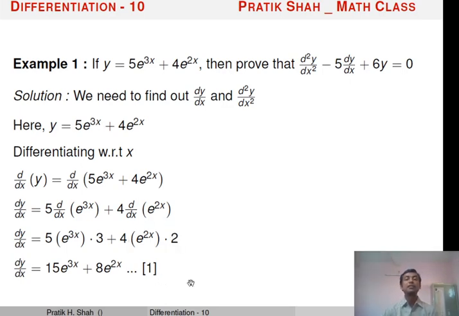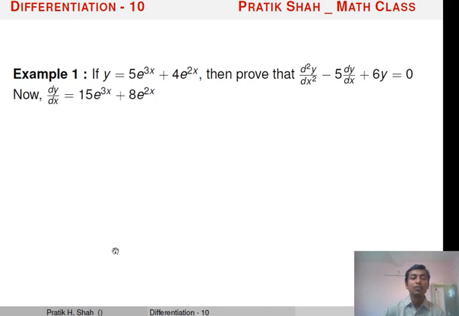Let's say this is equation number 1, because we have reached one of the milestones. We have calculated dy by dx. Still we have to find out d square y by dx square. So we have dy by dx is equal to 15 e raised to 3x plus 8 e raised to 2x. We will differentiate this one more time with respect to x.